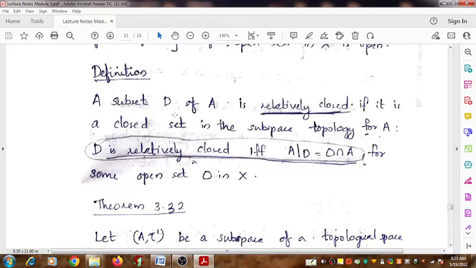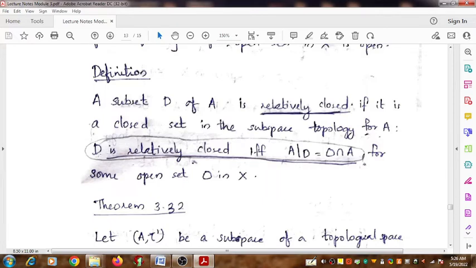We consider a subset D of the subspace A. Let D be a subset of the subspace A, and we can say that it's a relatively closed set if it is closed in the subspace topology which exists in A. If we can treat D as a closed set related to that subspace, then we say that D is relatively closed.